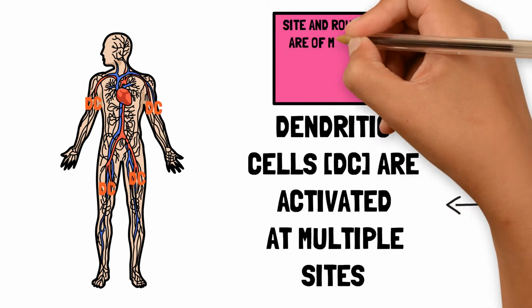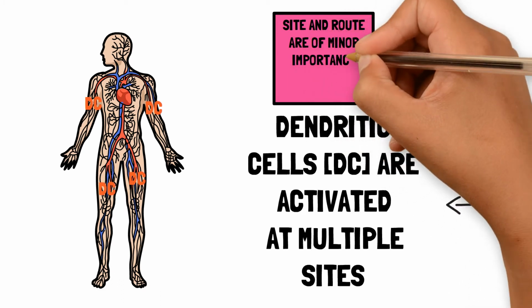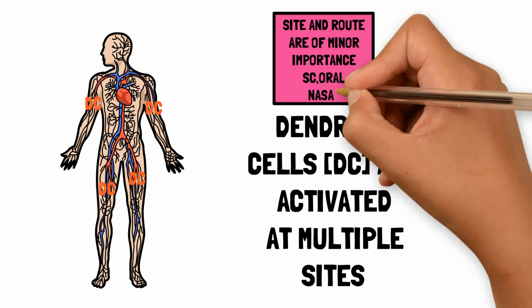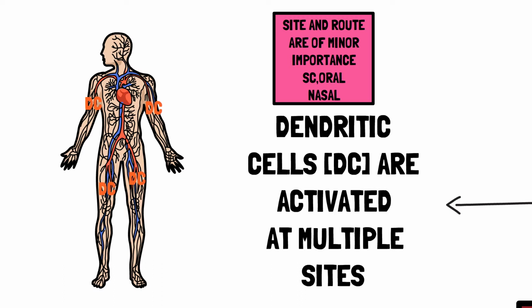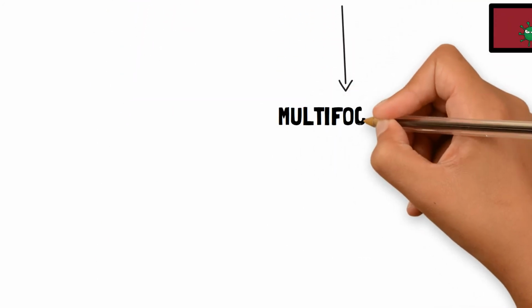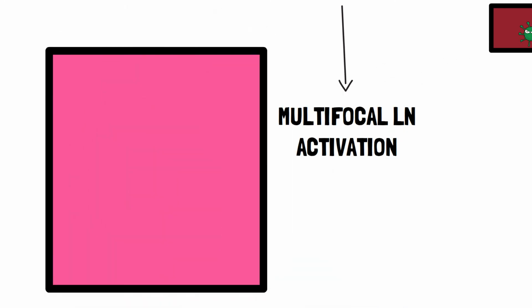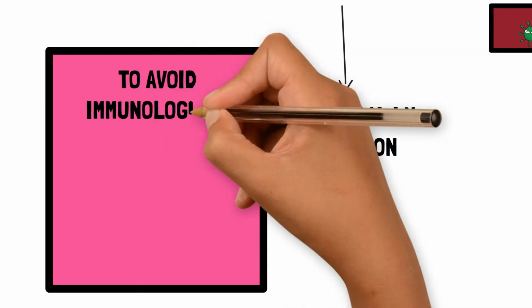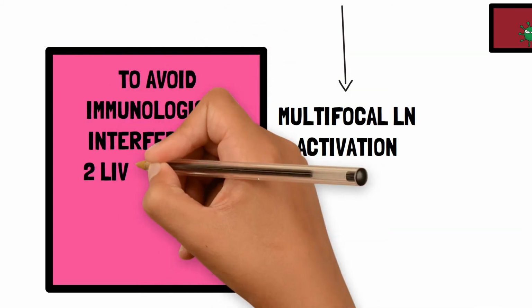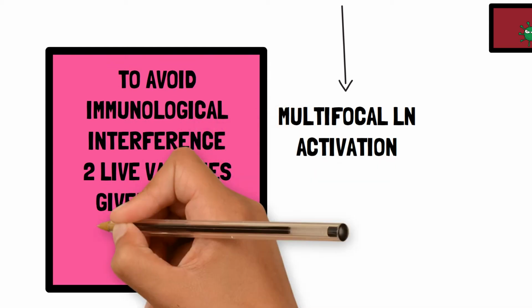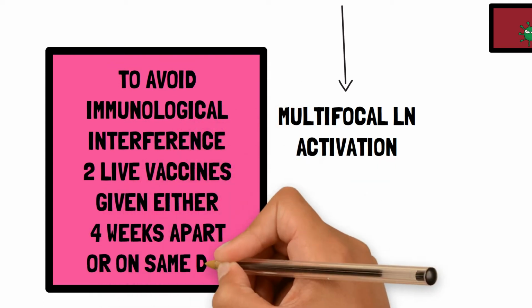So live vaccines are given by various routes like subcutaneous, oral (example, oral polio vaccine), and nasal (example, live influenza vaccine). Then dendritic cells migrate to the corresponding lymph nodes. So there is multifocal lymph node activation. This may cause immunological interference between two live vaccines. So two live vaccines are usually given 4 weeks apart or on the same day to avoid immunological interference, with few exceptions.